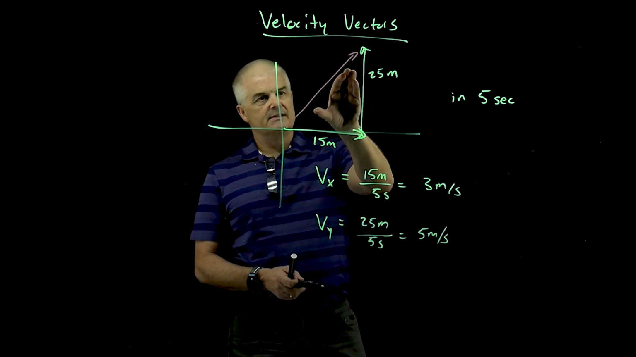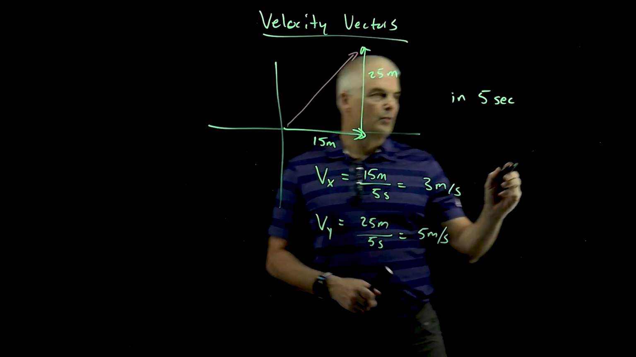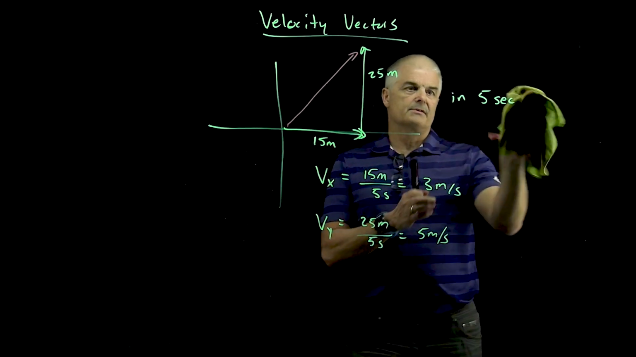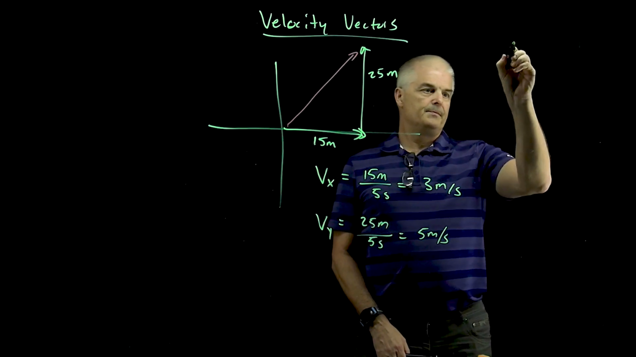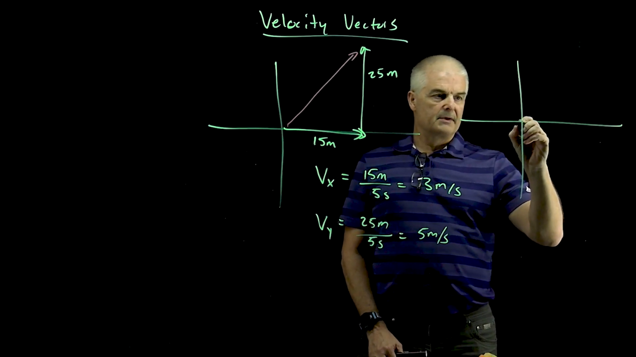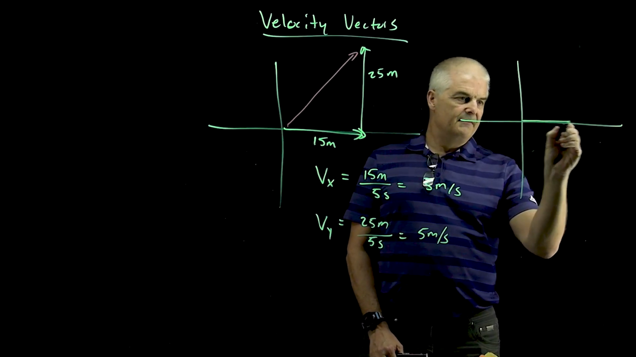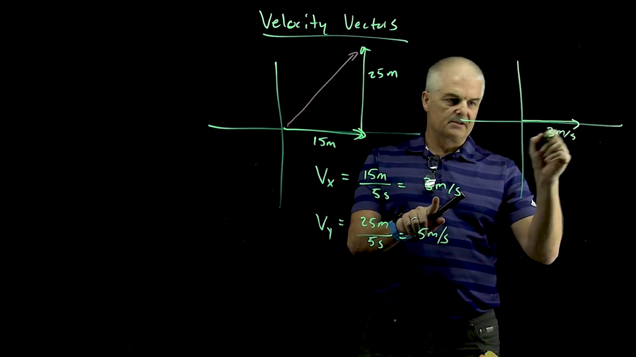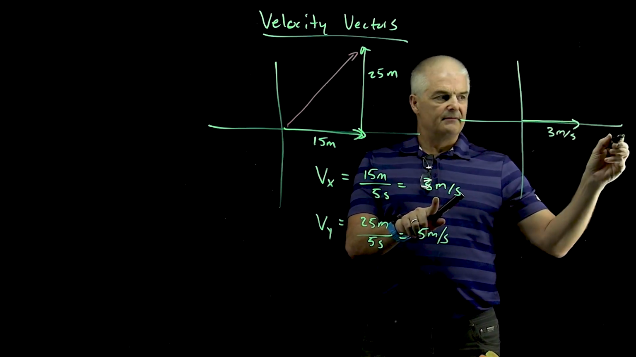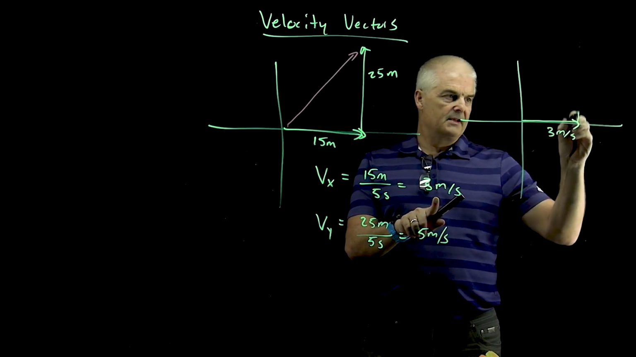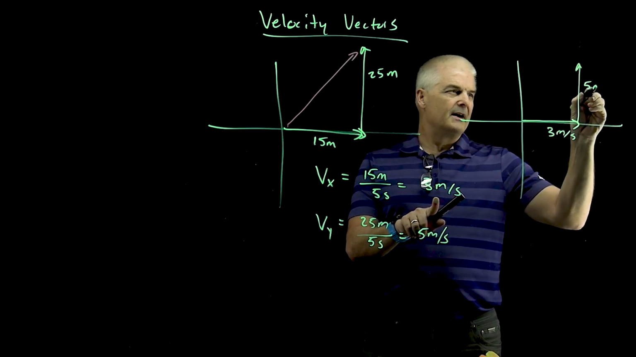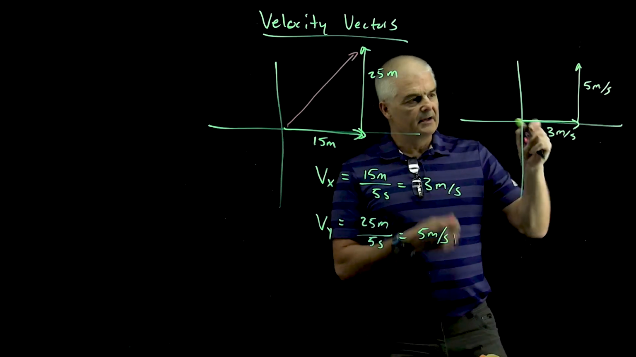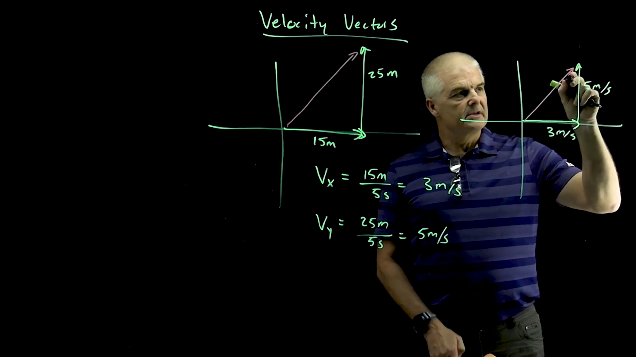So this is the distance vector. If we're going to redraw this, let's erase this here. And what we can say is the Vx is 3 meters per second. So this is a velocity graph, and then he's going to travel here at 5 meters per second. We want to find what the vector is here.